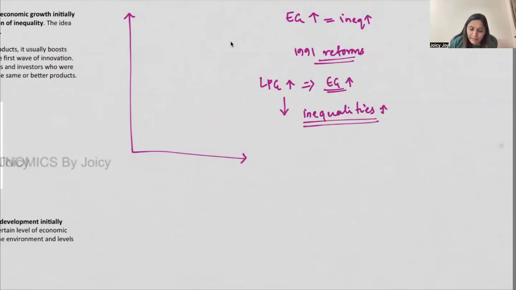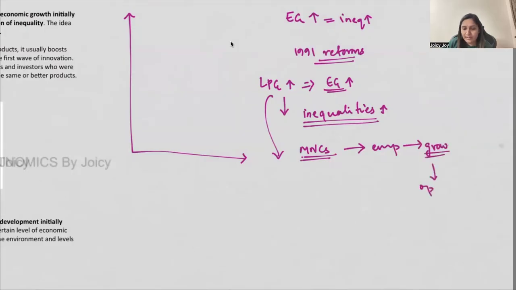These inequalities reduce because these MNCs are able to create a lot of jobs. They bring a lot of development and growth into the country. So this will further create employment opportunities, further growth. This growth will convert into further opportunities. So these opportunities will reduce the inequalities. Better education, better skill development, better employment opportunities. This will eventually reduce the inequalities.